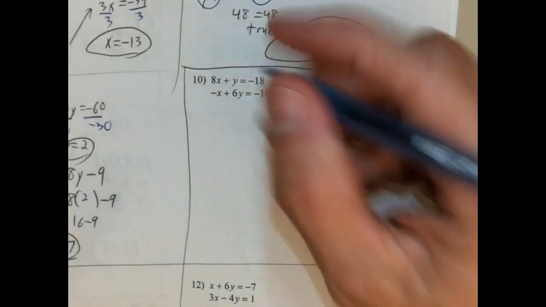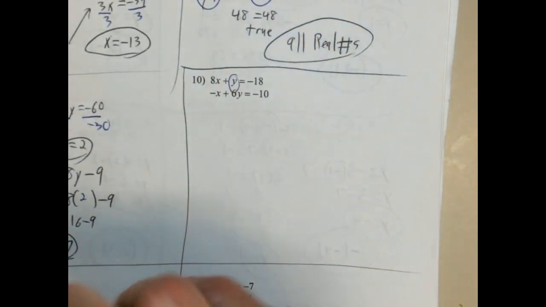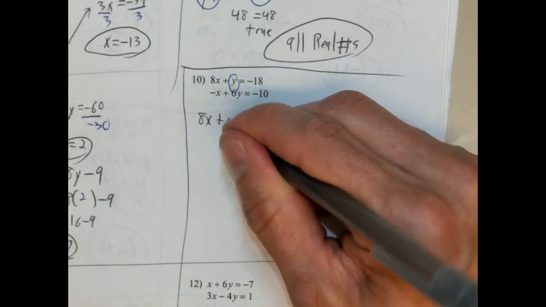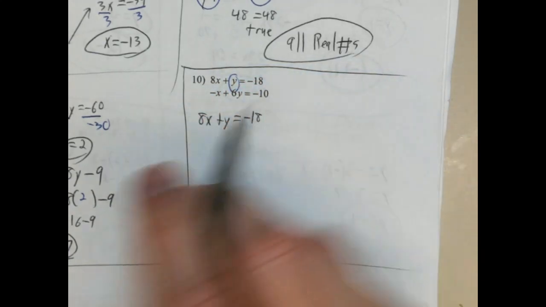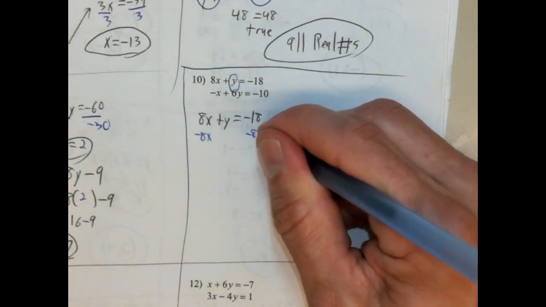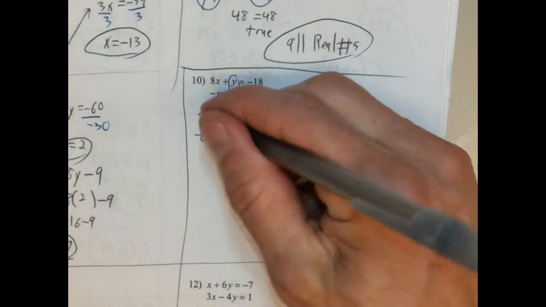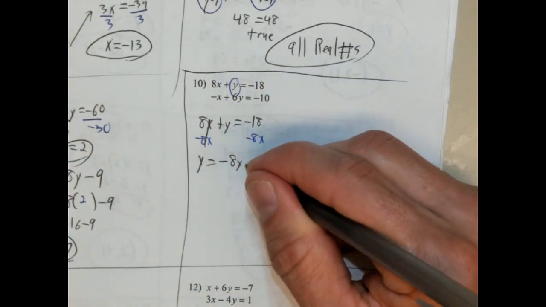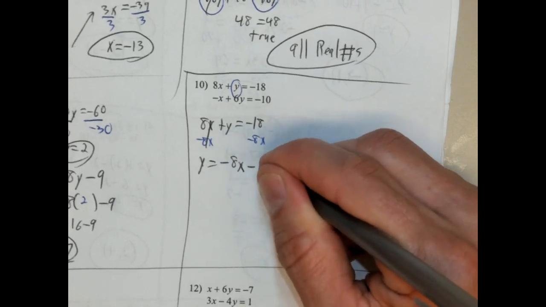Okay. Let's look at number 10. So our target variable is going to be y because it has a coefficient of 1. I'm going to rewrite this equation. So 8x plus y equals negative 18. We're going to subtract 8x from both sides. So we're going to have y equals negative 8x minus 18.